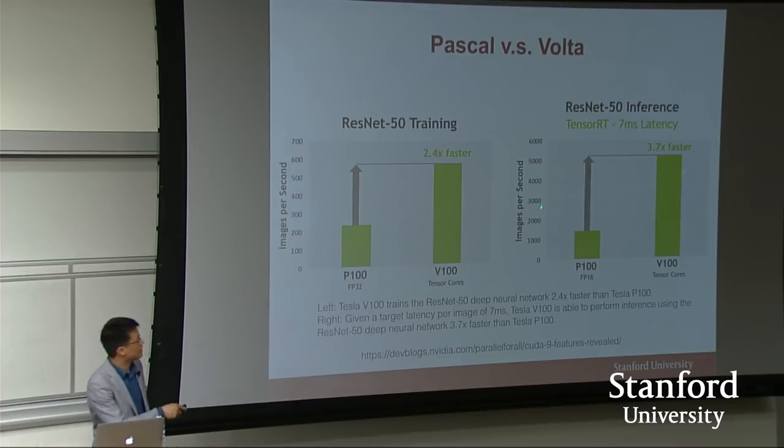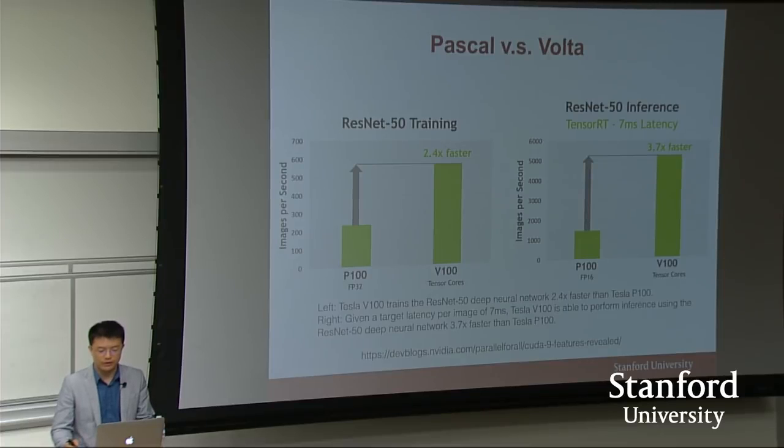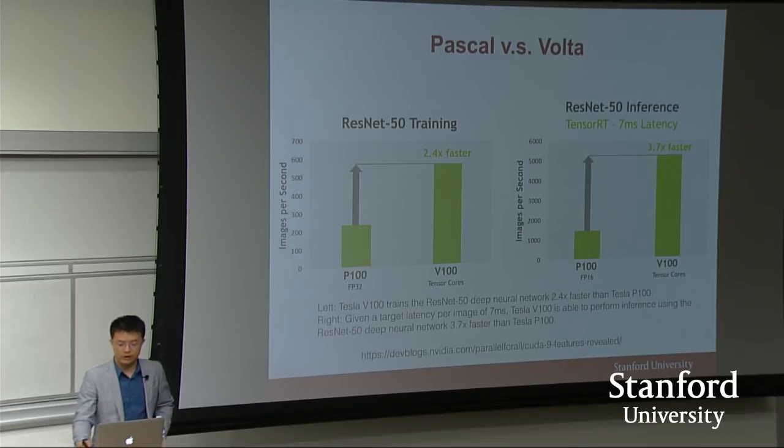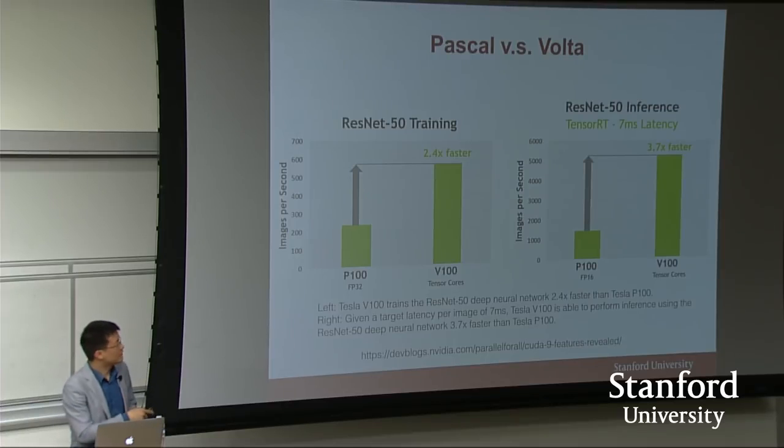On the right-hand side, it compares the inference speedup: given a 7 millisecond latency requirement, what is the number of images per second it can process? It is a measurement of throughput. Again, the V100 over the P100, by taking advantage of the tensor cores, is 3.7x faster than the P100.